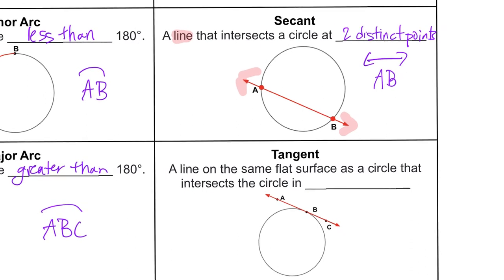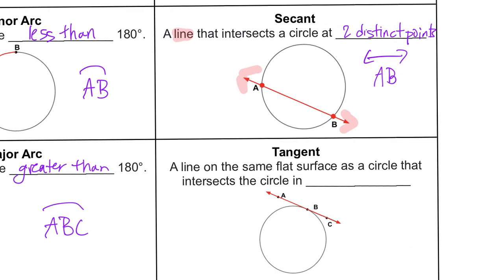The last vocabulary term that we're going to talk about in this video is a tangent. A tangent is a line on the same flat surface as a circle that intersects the circle in exactly one point. So this is an example of line AC here, but it's only intersecting the circle at one point, at point B. It doesn't intersect anywhere else. The line and the circle only intersect once. A secant, remember, they intersected 2 times, whereas a tangent, they intersect only 1 time.